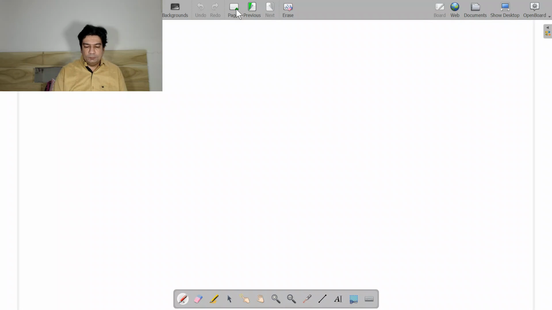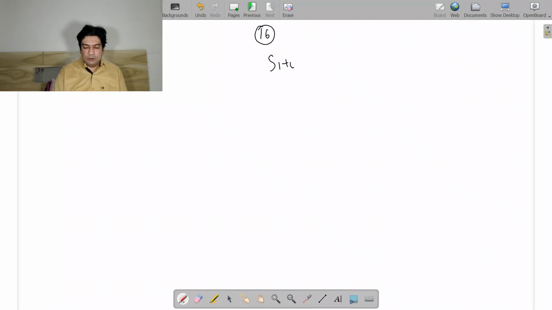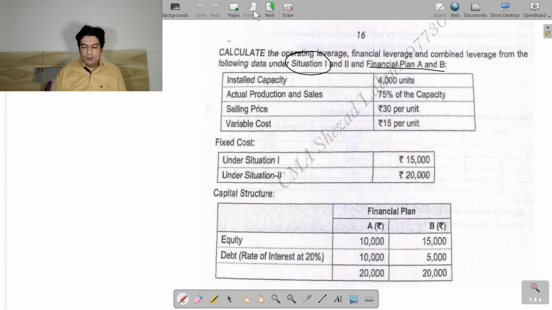So we are moving towards the 16th sum. Now you have situation 1 and you have financial plan A and B. So like this you have to understand it. Now all the data related to this situation 1 I will be writing it down.